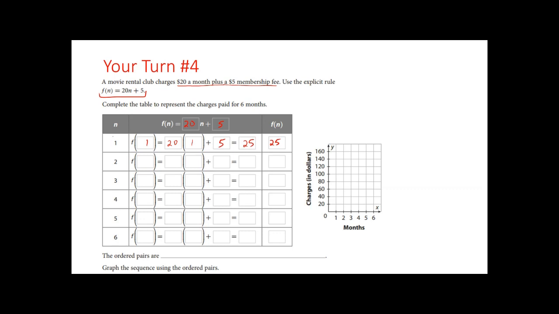So I'll have 1 comma 25. So 1 comma 25 is up around here somewhere. Notice how the units here go up by 20s on this graph, so be aware of that. Go ahead, finish the table. So f of 2, okay, notice the pattern, and just go ahead and start completing the graph based upon the table. Now your ordered pairs, my first one that I got was 1 comma 25, and you're going to have 5 more, okay? And then you're going to graph it over here on the graph.